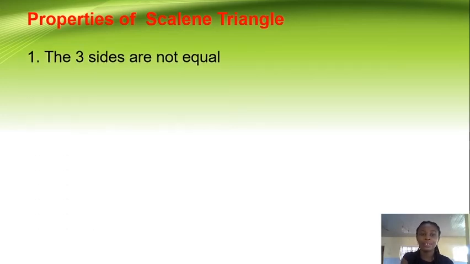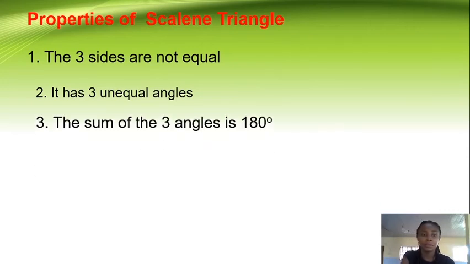Scalene triangle. The 3 sides are not equal. All the sides are on their own. This one might be 2 centimeters, the other one 5 centimeters, and the next will be 4 centimeters, for example. So the lengths of the sides are different. They are not equal at all. Next one, it has 3 unequal angles, all the angles different. The sum of the 3 angles is 180 degrees.